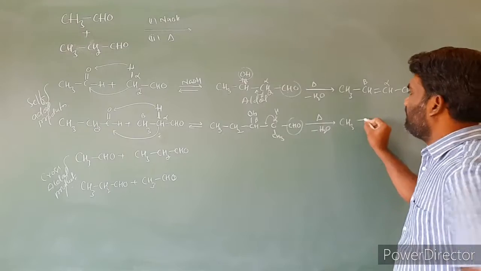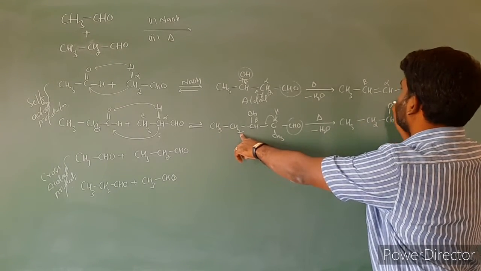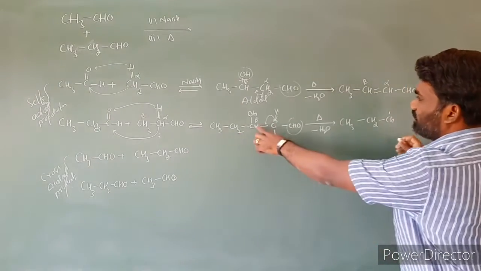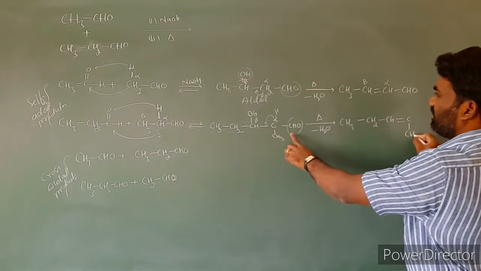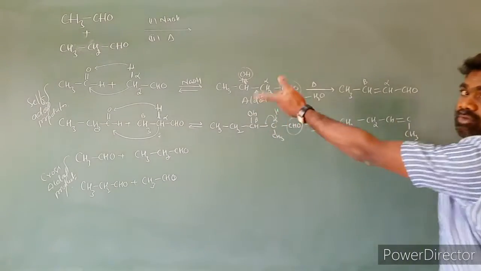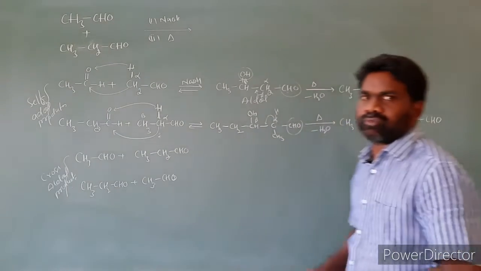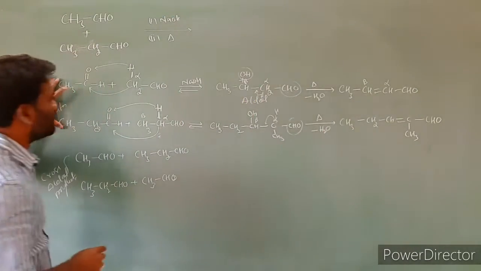Then CH3, CH2, CHOH, CHOH, and we have to remove OH. This hydrogen we make into a double bond, CH3. This hydrogen and OH will leave in the form of water. The remaining part we have is CHO. This is one product formed in this reaction. These two products are the same type of molecules that will get attacked.